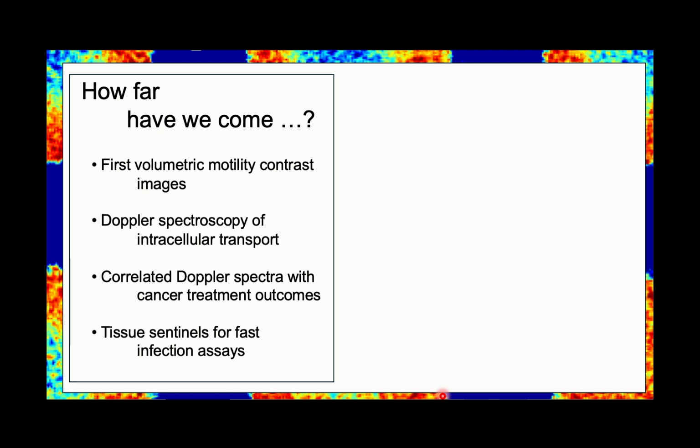All right, and so I'm just going to sum up the talk now. And so how far have we come? Well, we did the first volumetric motility contrast images. And so we were using living motion as our image contrast, and we were doing that with the full volumetric imaging in these large tissue samples up to about 1 millimeter. We're performing Doppler spectroscopy of intracellular transport, and we can correlate the Doppler spectra with the treatment outcomes of patients. And so then the hope is that we can start to do therapy selection at some time in the future. And then also I demonstrated that we're looking at these tissue sentinels for fast infection assays.